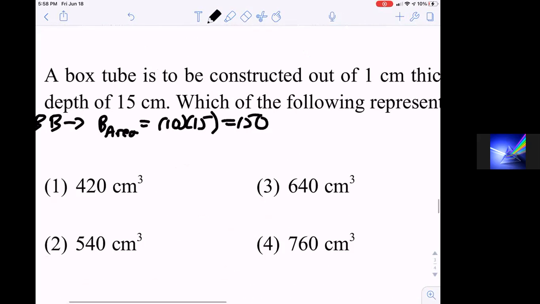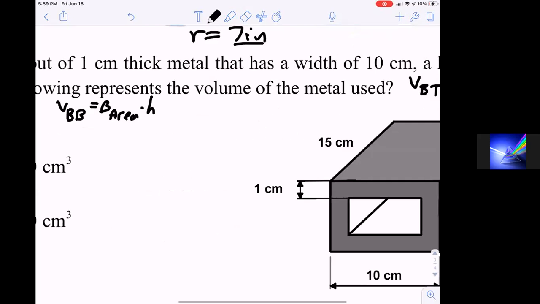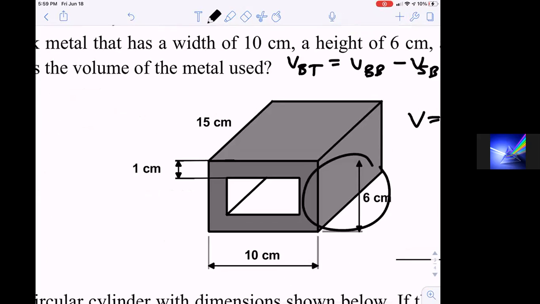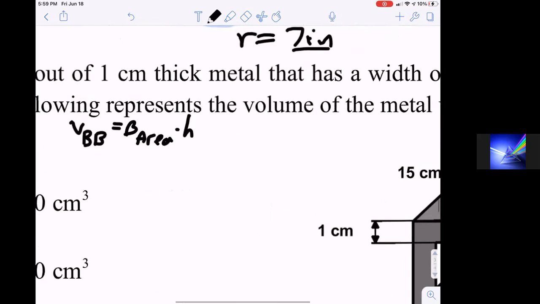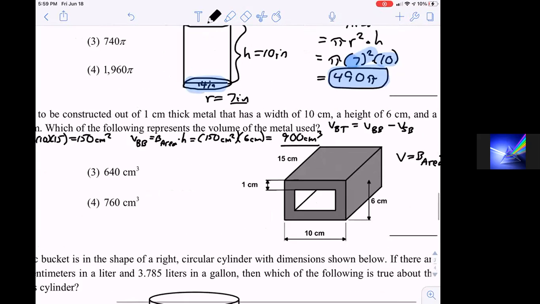Right? Or 150 square centimeters. Now the volume of the big box is just going to be the area of that base that we just found times the height. In other words, we're going to multiply it times the height of 6 inches. So 150 centimeters squared times 6 centimeters would be 900 cubic centimeters. So that's the volume of the big box, the outer box.